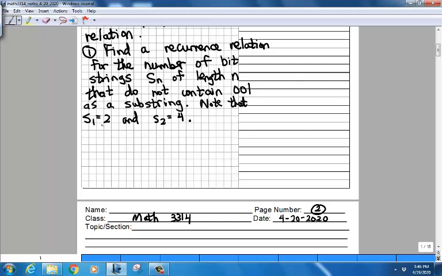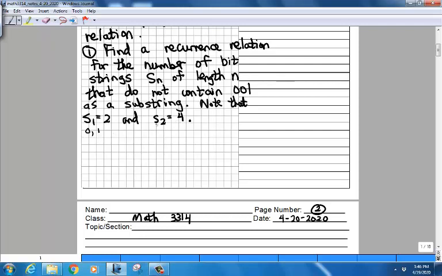So it's kind of obvious here that S sub 1 is equal to 2, right? Because you've only got two bit strings of length 1. One of those is 0, and the other one is 1. And obviously neither of those is going to contain 0, 0, 1, because it's not long enough. So S sub 1 would be equal to 2. Both of these count.